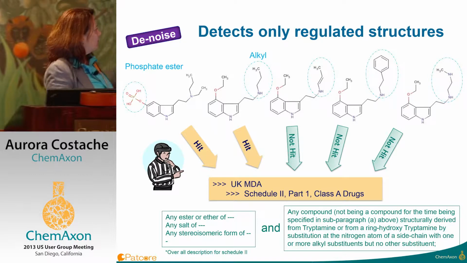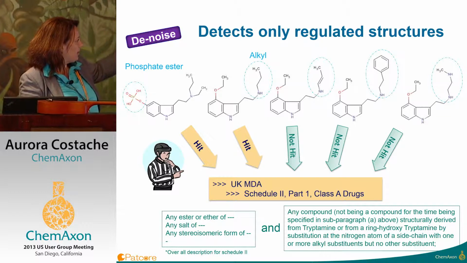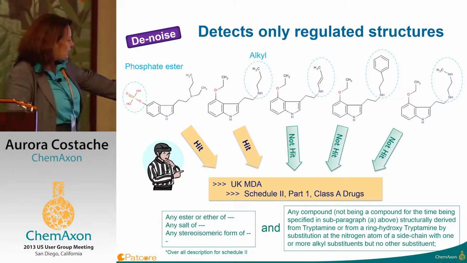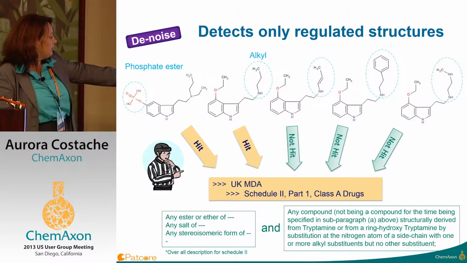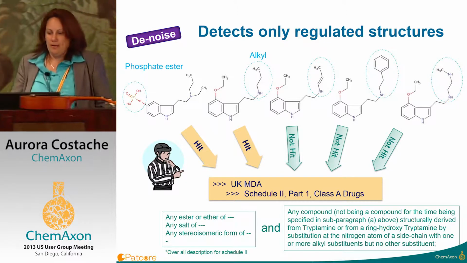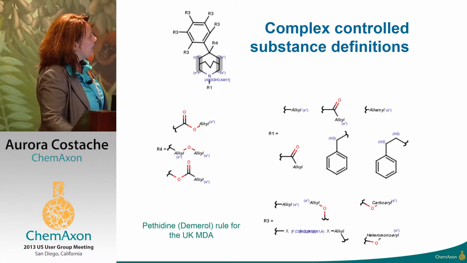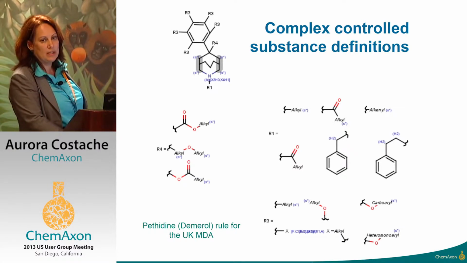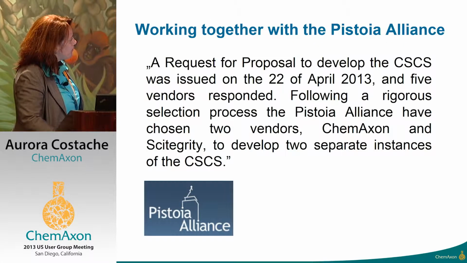Besides that, you'll have derivatives of the compounds, for example here, phosphate ester, any alkyl, but it will not detect any side chain with one or more alkyl substituents, but not other substituents listed here. Also, it can handle complex controlled substances. So Markush structures are supported, as listed here, so even more sophisticated searches.